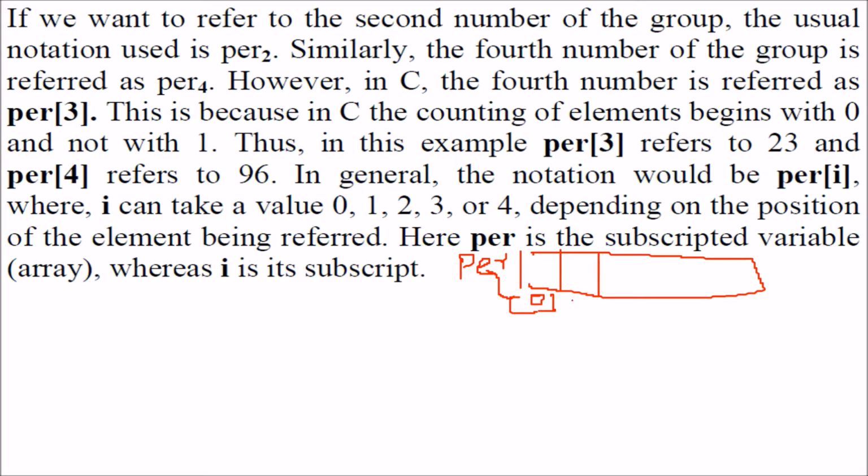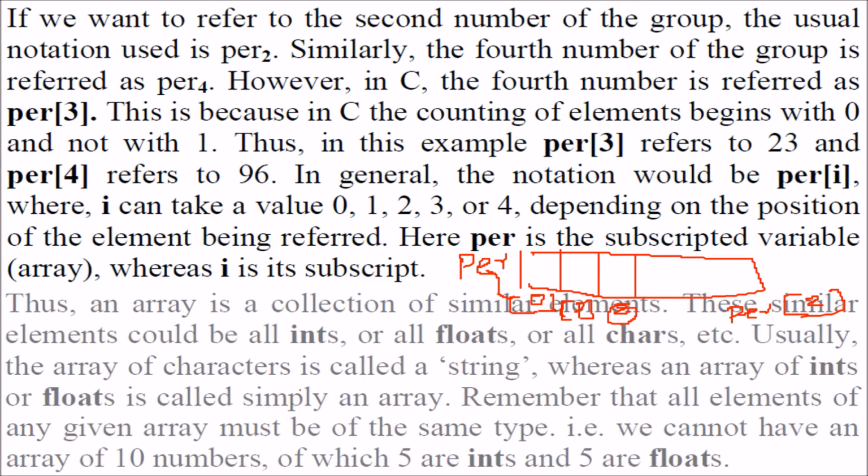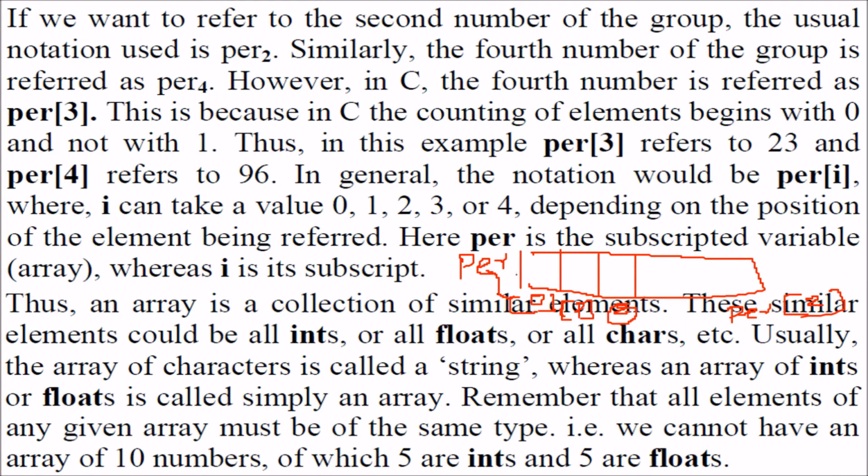I want to go to the second value. This will be 1. The second value will be 1. This will be 2. So if you want to get access or hold of the third value, you have to do PER[2]. You want to put a value, you want to access a value, you have to do PER[2]. This is how it is done. Now you can put all integers, all floats, all characters, and simply the array of characters is strings only.